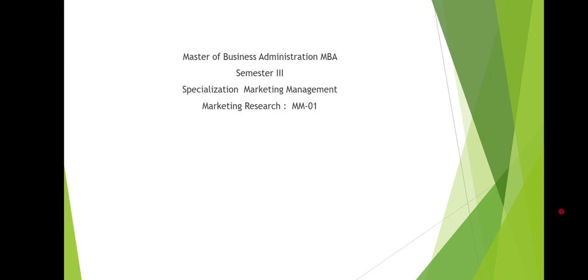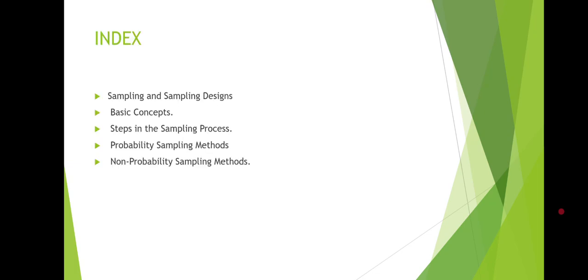In today's class, we are going to talk about this subject, marketing research. And in this subject, we are going to cover all these topics. First topic we have sampling and sampling design. After that we have basic concept, steps in the sampling process. After that we have probability sampling method and non-probability sampling method.